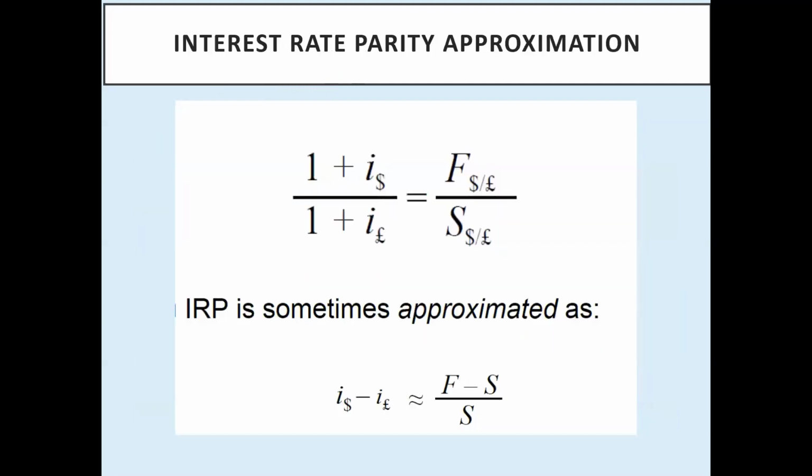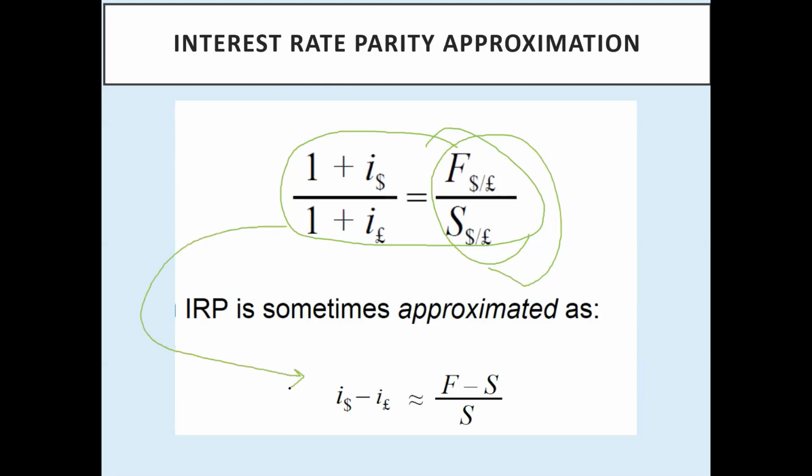So with the IRP, we could also write an approximation. This is the IRP, and I'm just rearranging it. If I rearrange the IRP so that my interest rates are both on the left-hand side and my exchange rates are on the right-hand side, I can write it in an approximation like this. So where does it come from? I'm going to share my note with you guys again.